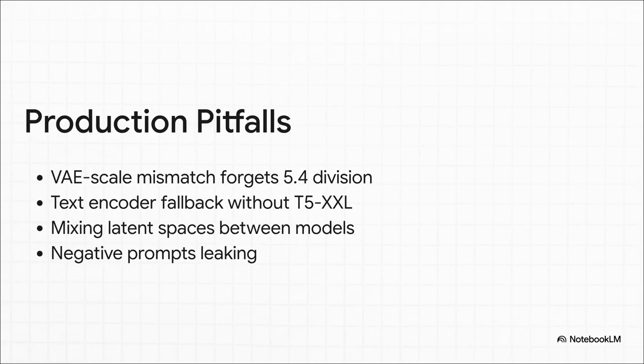Okay, before we wrap up, if you are out there building your own pipelines, let's run through a rapid-fire checklist of crucial production pitfalls so you don't completely break your code. First, never forget that VAE scale mismatch we talked about. Seriously, remember the 5.4 division? Second, ensure your text encoders are actually loading. If Stable Diffusion 3 falls back from T5 to CLIP, your prompt fidelity will absolutely crater. Third, do not mix latent spaces. A LoRA trained on SDXL will absolutely not work on SD3 because the VAEs are completely different. And finally, negative prompt leaking. Remember that an empty negative prompt defaults to the null token, but a filled one changes your entire unconditional baseline. They are definitely not the same thing.